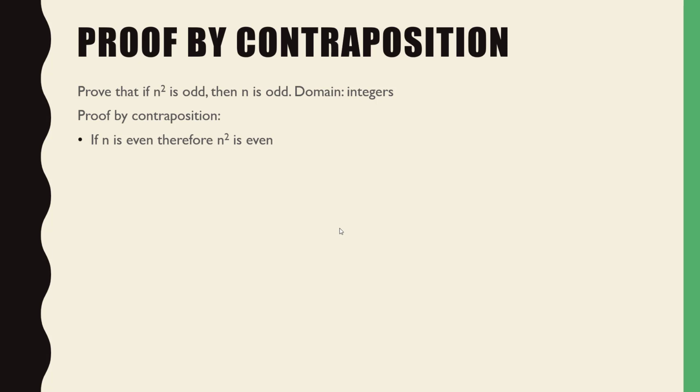So we see we got stuck. Let's try a proof by contraposition, right? So we're going to switch it, and now we're claiming if n is even, therefore n squared is even. Everybody follow my logic there? Okay, that's a contraposition. So now we know that n is even. Well, what do we have to do now? If n's even, and I want to know if n squared is even, what do I do?